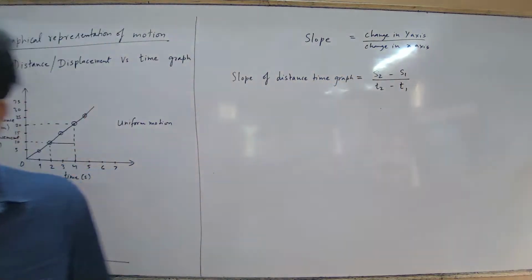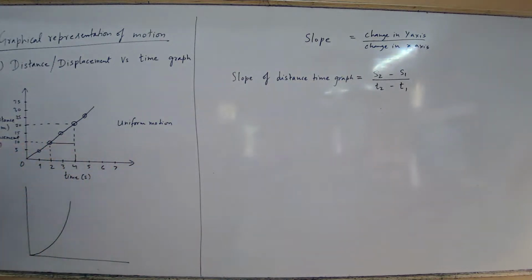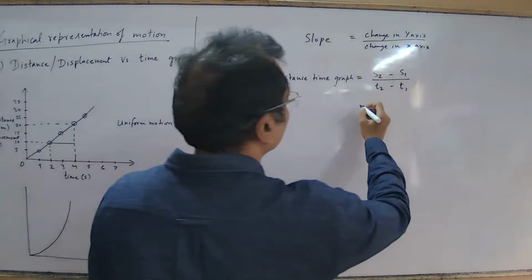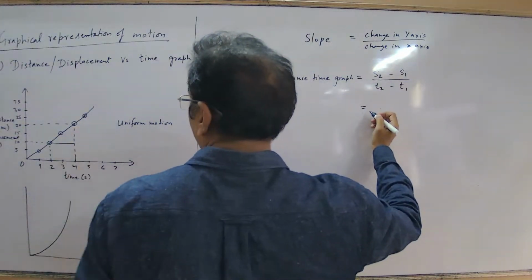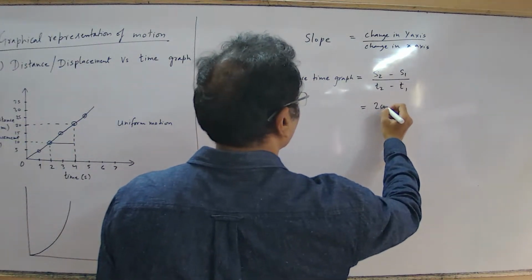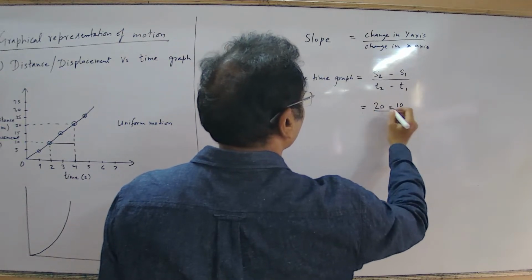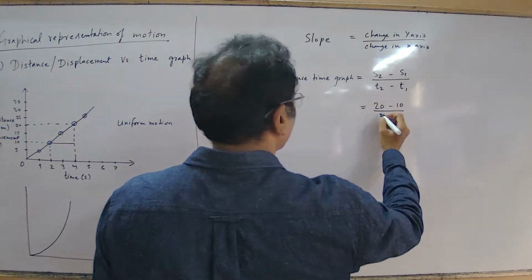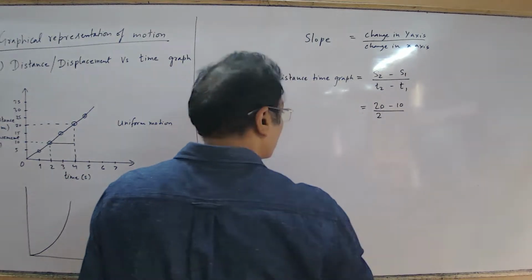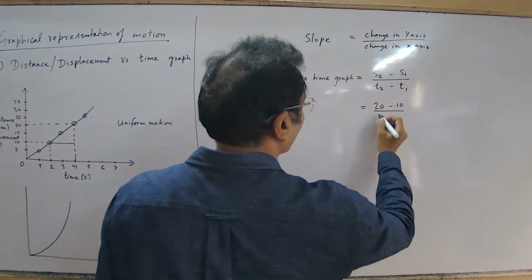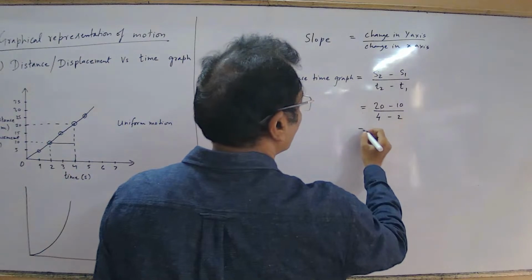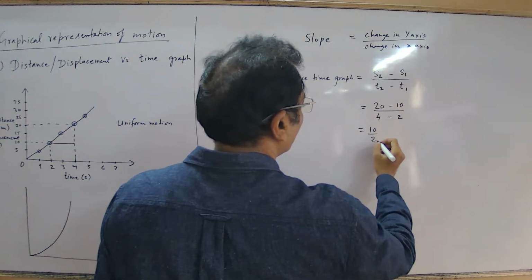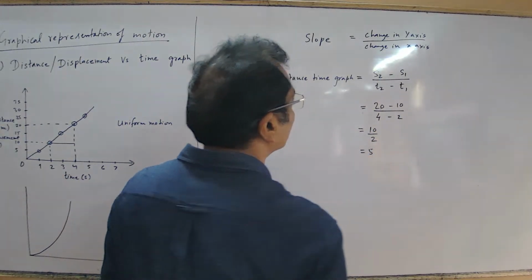This is the general formula. You can choose any 2 points. You could have chosen from here to here also. Okay. Now see what you get. For this, you get 20 minus 10 divided by 4 minus 2. So what do you get? 10 divided by 2. This is equal to 5.